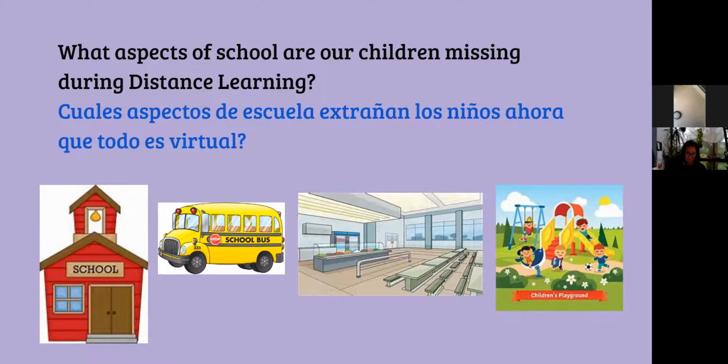They most definitely miss the social part, because kids don't learn in silos. Kids don't learn separately. They learn and cross-pollinate and share information with each other. They do this on the bus. They do this in the lunchroom. They do it in a playground.